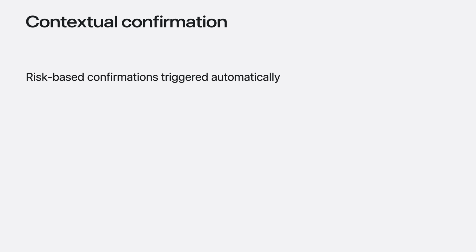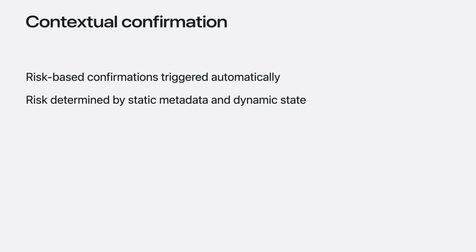The app intent system has a number of guardrails in place to help developers mitigate such attacks. We will look at two of these, confirmations and lock screen authentication. Let's start with confirmations. The system uses a risk-based contextual confirmation mechanism. This automatically triggers confirmations on high-risk actions from your app. The risk of an action is determined by considering static action metadata and the dynamic system state.